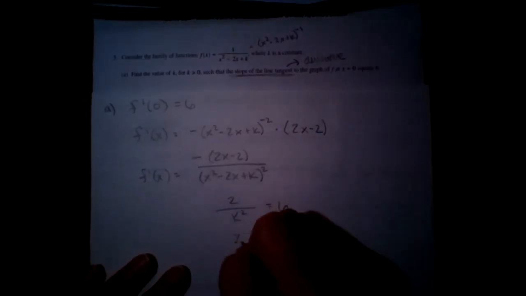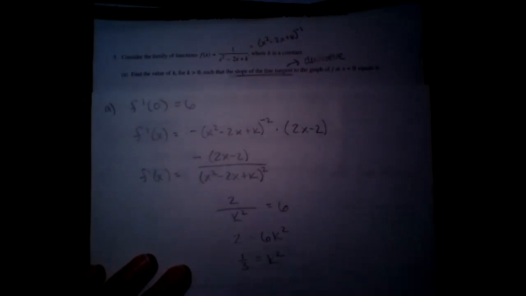So I'm going to multiply over the k squared, and then divide by 6, that'll be 1/3, and then square root. Now, usually you put plus and minus, but I think they said up here it was positive. Yeah, and they said for k greater than 0. So we only want the positive square root. So this is your final answer. Square root of 1/3 is k.